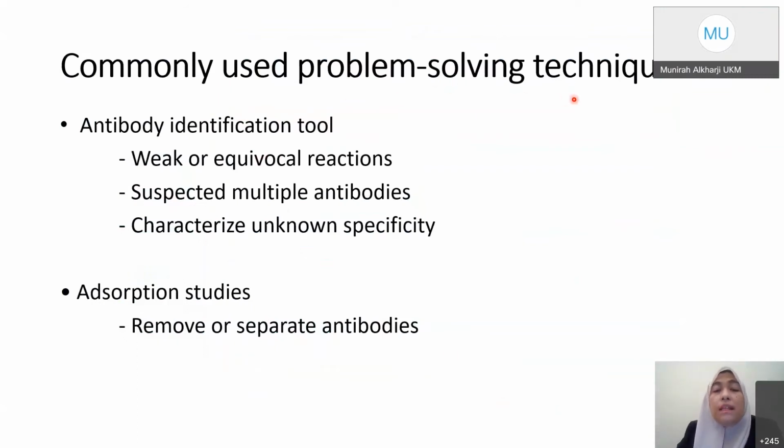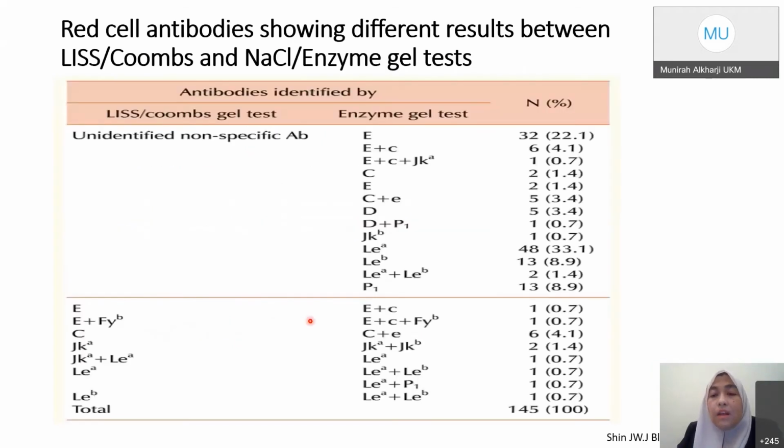Okay, commonly used problem-solving techniques are usually used for antibody identification, for weak or equivocal reactions, suspected multiple antibodies, and to characterize unknown specificity. An adsorption study is where we want to remove or separate antibodies. These are the studies that were done by Shin et al. to show the red cell antibody showing different results between LIS Coombs, meaning the normal panel, and enzyme Coombs, where the panel has been treated with the enzyme. Usually they use the papain enzyme.